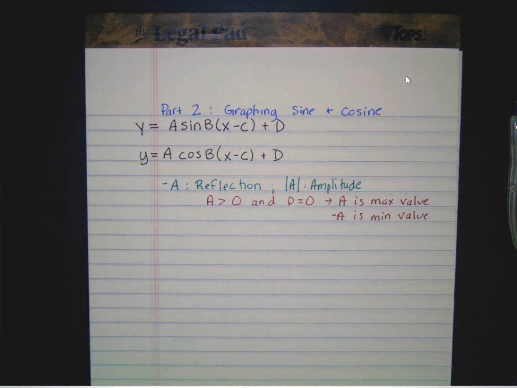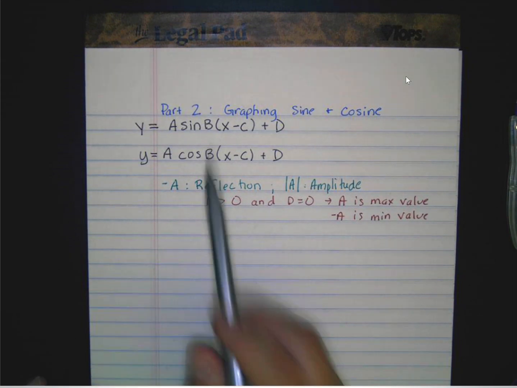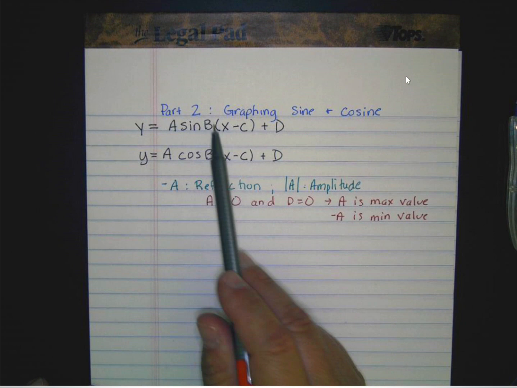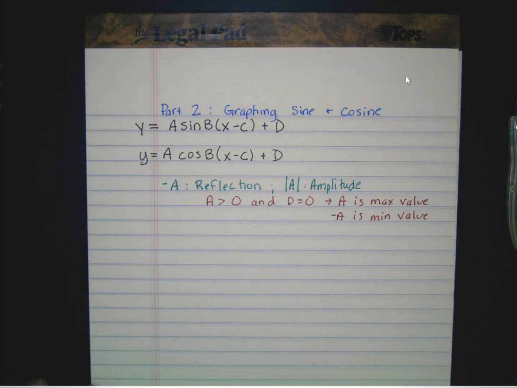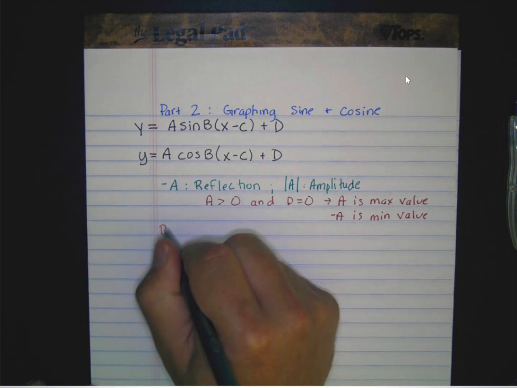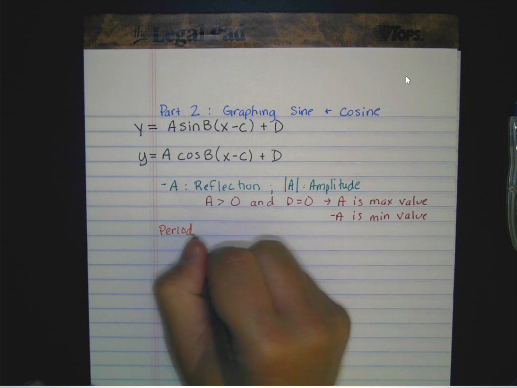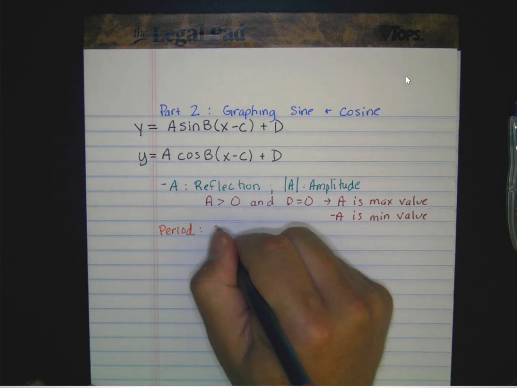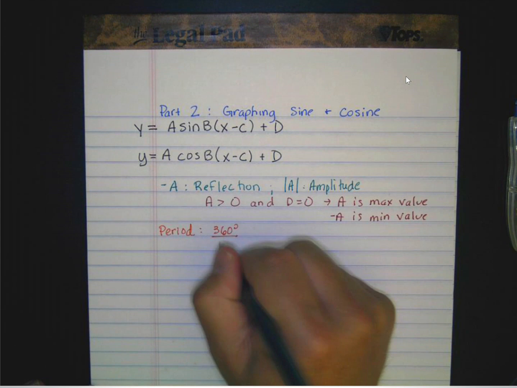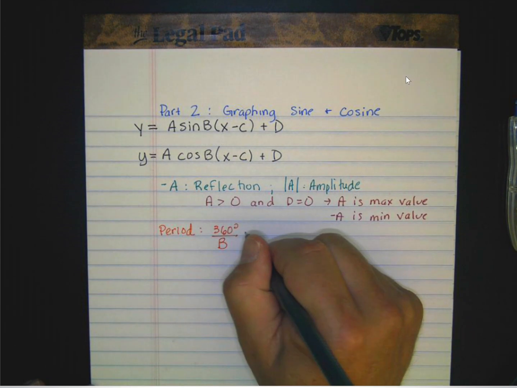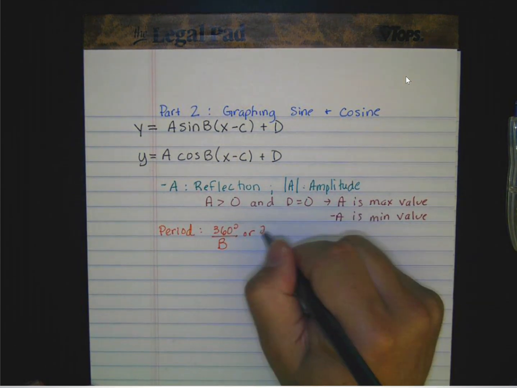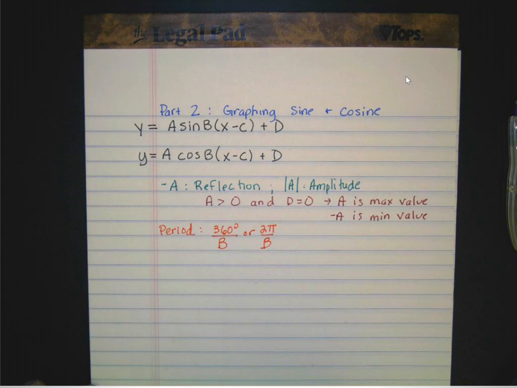So now we go to B. Now B is very important. Remember we talked in the last lesson about the period, how long it takes to repeat. For cosine and sine, it was 2 pi or 360 degrees. Well, B has an effect on that. So our period length, in other words how long it's going to take the cycle to go through, is always going to come from either 360 degrees divided by B or 2 pi, because that's the same thing, divided by B.